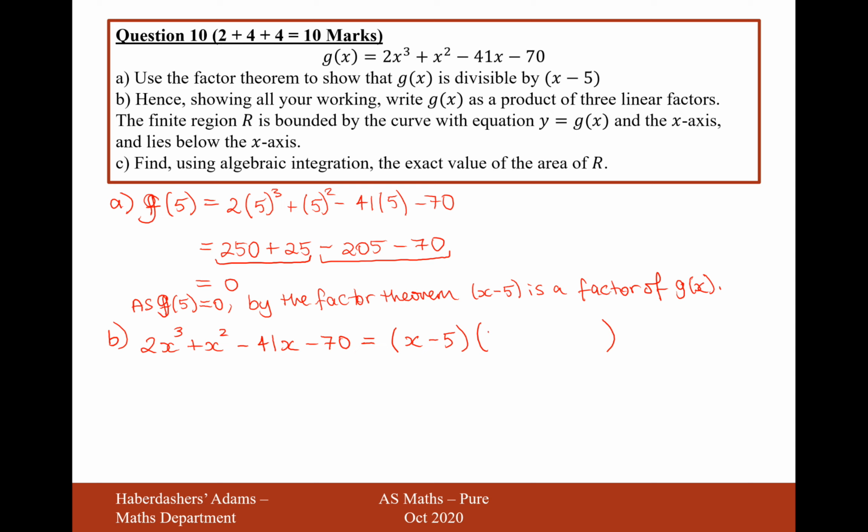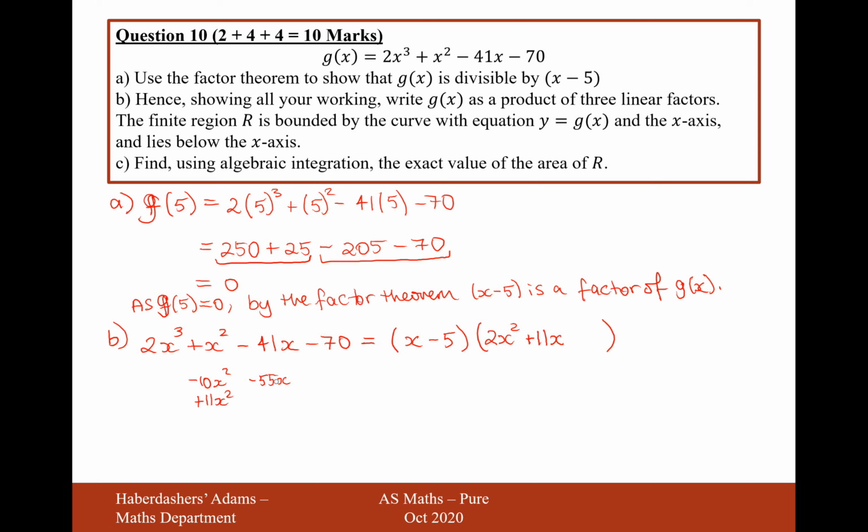That would be 2x squared. But when I expand the bracket with the minus 5 now, I'm going to get minus 10x squared. So I'm now going to need to add 11x squared to get me up to my x squared. So I'll need to put plus 11x here, so that I'll multiply out to get my 11x squared. But when I put my 11x here, I also get minus 55x.